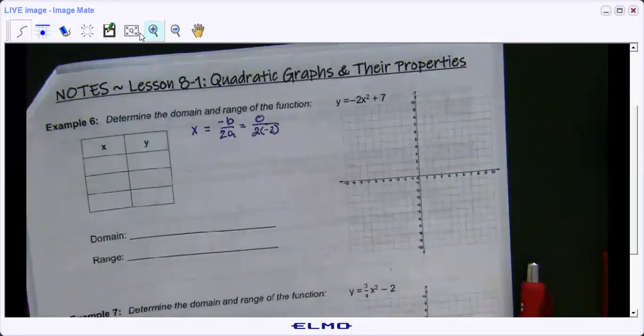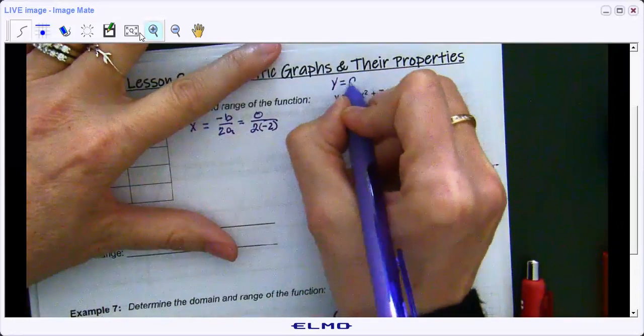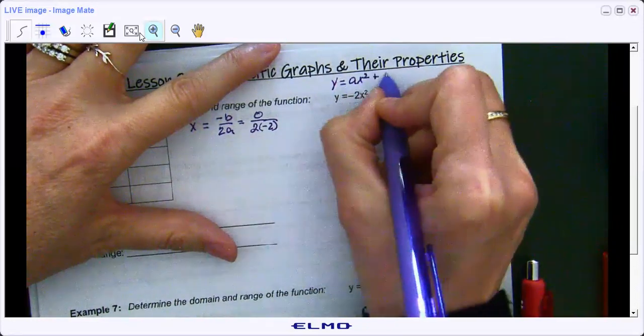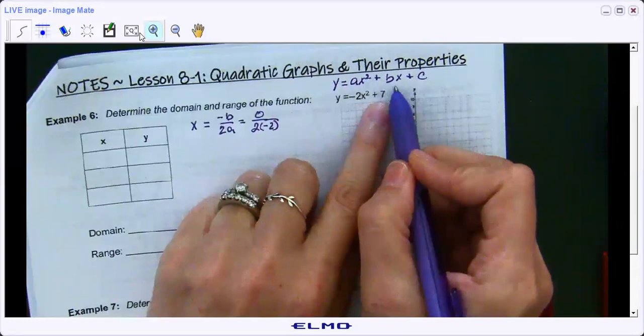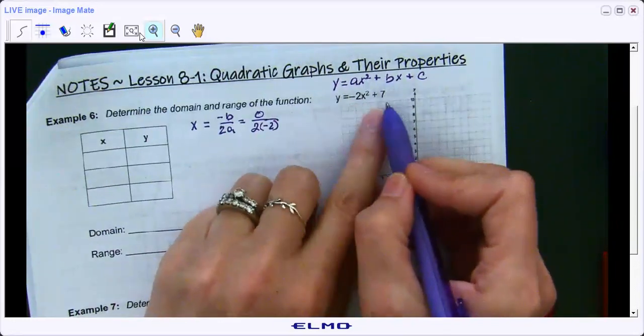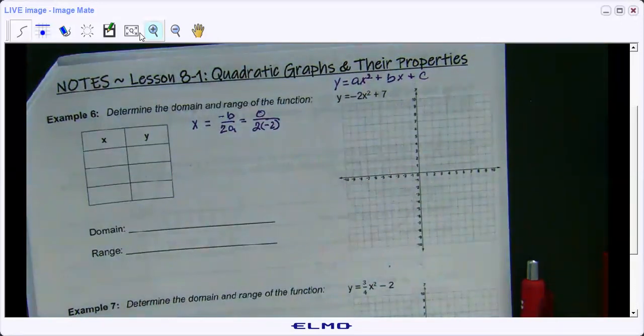Any questions so far? Sam? How are we missing a b? Well, because the standard form is ax² + bx + c. We don't have a bx. We just have an a and a c right here. Okay. I'm glad you asked that though.